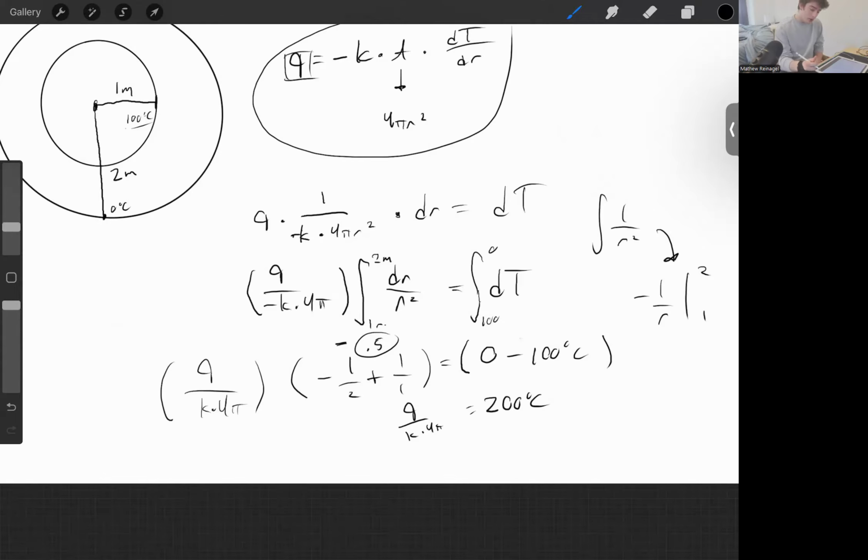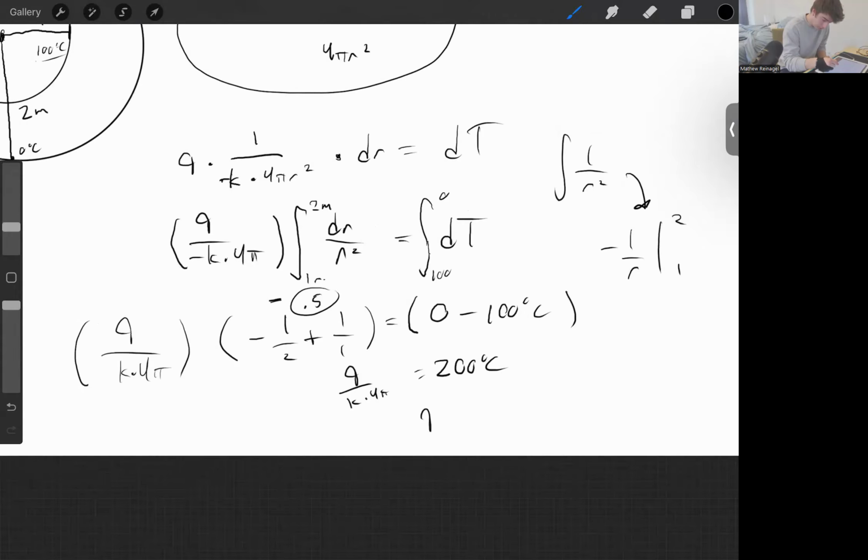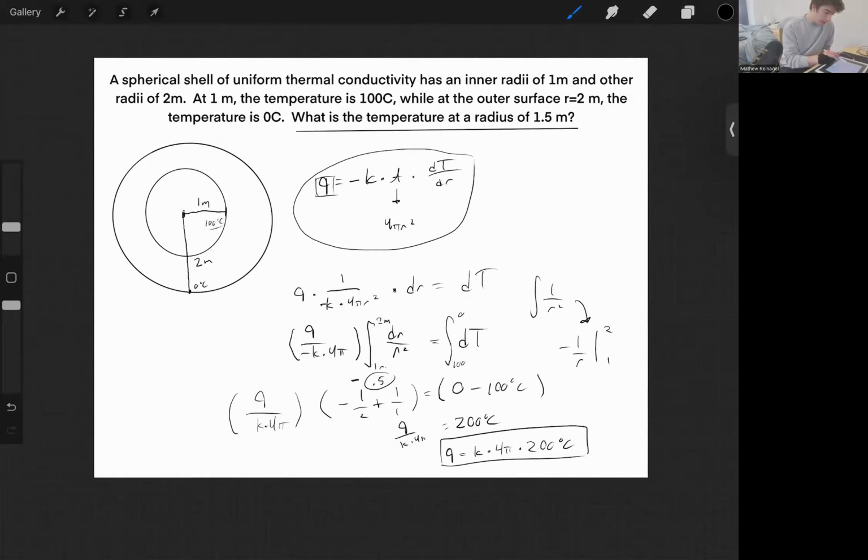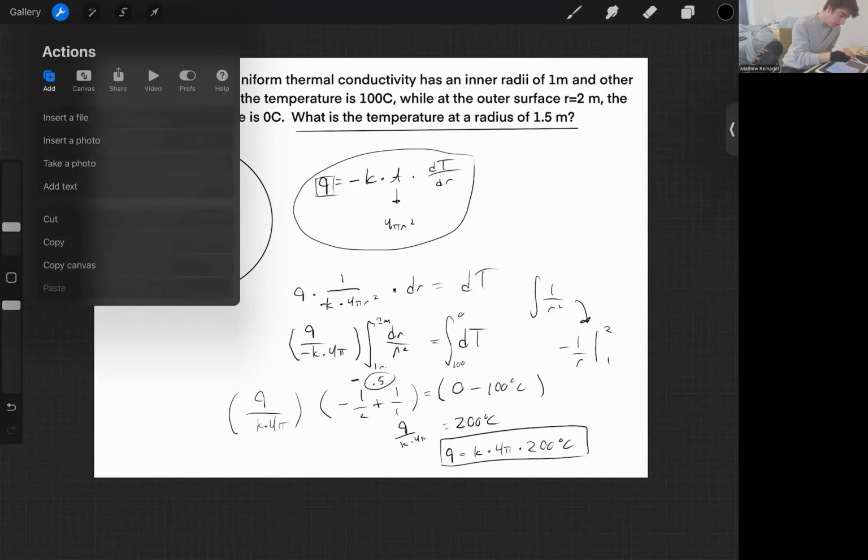Okay, so now this is just kind of plug and play. We can say that Q now equals K times 4 pi multiplied by 200 degrees Celsius. So notice that's still not really an answer because we have thermal conductivity and we don't know what that is. So how could we possibly relate that to the temperature at 1.5 meters? Well, let me go ahead and show you how we can do that.